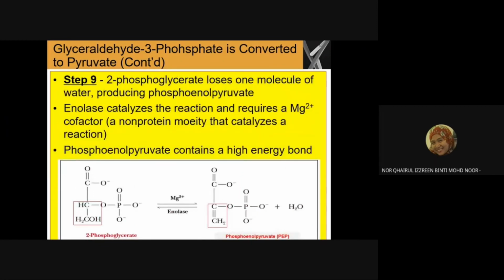For step number 9, 2-phosphoglycerate loses one molecule of water, producing phosphoenolpyruvate (PEP). Enolase is the enzyme that catalyzes the reaction, and this requires magnesium 2 plus as a cofactor. And phosphoenolpyruvate (PEP) has a high energy bond.